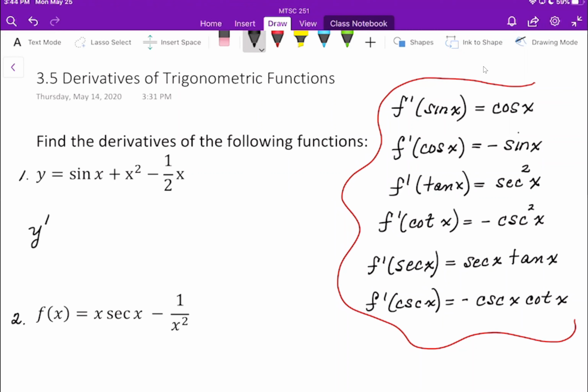We know that y prime, the derivative of sine of x is cosine of x. The derivative of x squared is 2x, and the derivative of minus 1/2 x is just going to give us minus 1/2. And we're done.